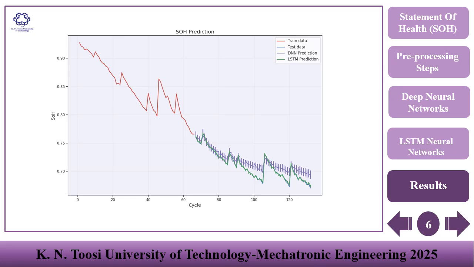In conclusion, our project has successfully demonstrated a data-driven approach to a pressing challenge in the transition to electric mobility. By leveraging advanced AI techniques like deep neural networks and LSTMs, we have built models capable of accurately predicting battery state of health. This work is more than an academic exercise. It is a step towards building smarter, safer, and more reliable battery management systems that can extend battery life, alleviate user anxiety, and ultimately support the sustainable energy future we are all working towards.